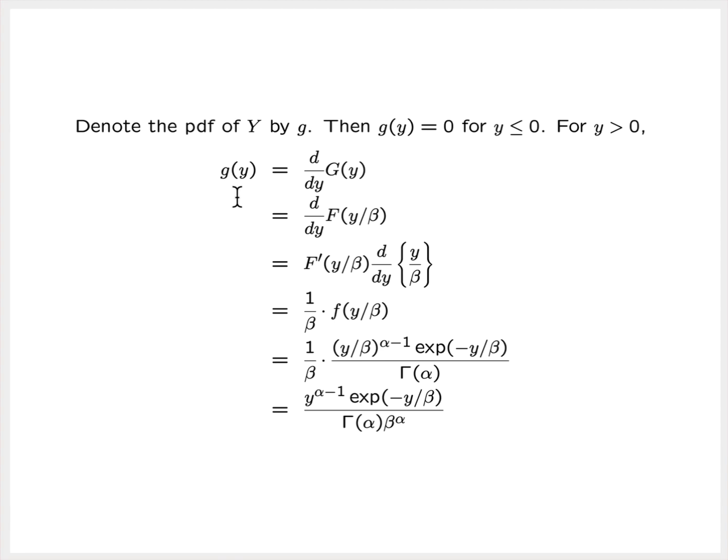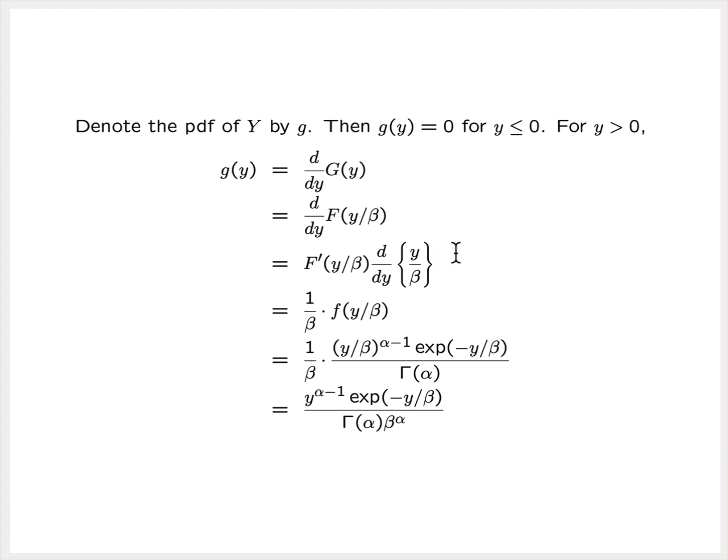of y evaluated at that value of little y is obtained by differentiating the CDF with respect to y. All right, and because the CDF is equal to the CDF of x evaluated at y over beta, all we have to do is take the derivative of this CDF. Now, using the chain rule, that is equal to cap F prime, the derivative of cap F, evaluated at y over beta, times the derivative with respect to y of this function of y, right? And so that derivative is taken there.